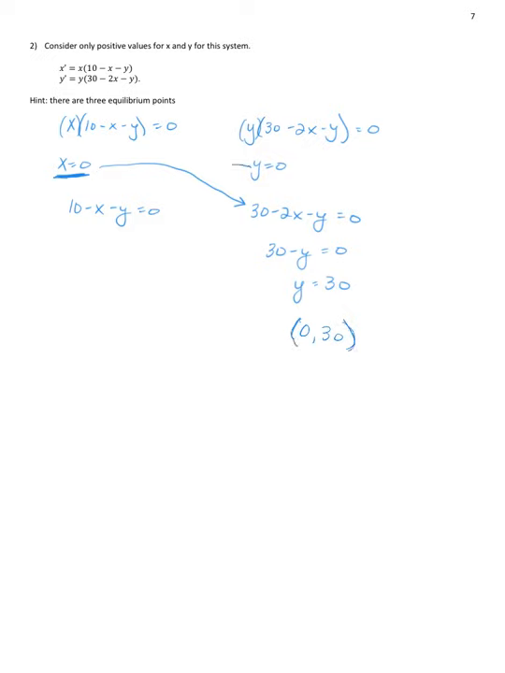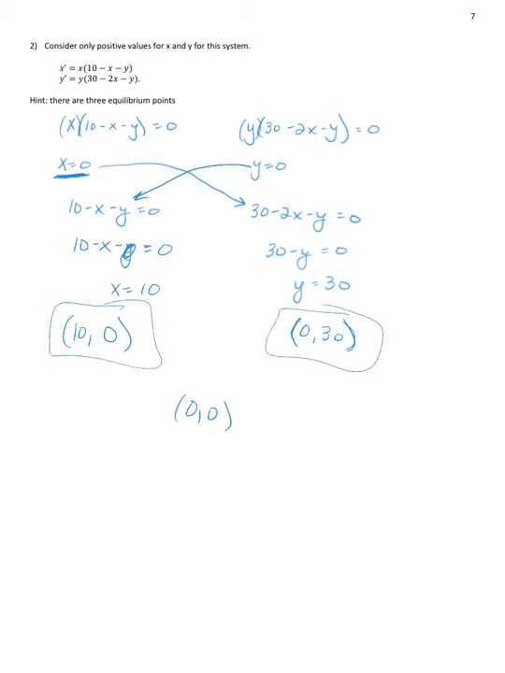And then I'm going to take this y equals 0 and plug it in over here, and I get 10 minus x minus 0 equals 0, so x equals 10. So when x is 10 and y is 0, I have another equilibrium point, and then also 0, 0. When they're both 0, both equations equal 0. So there's the three equilibrium points.